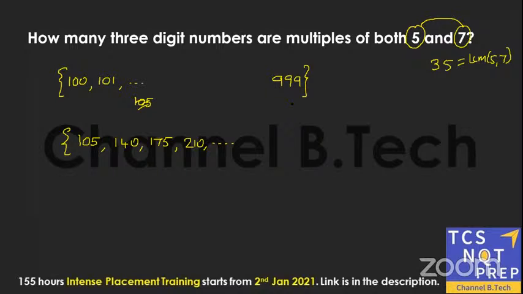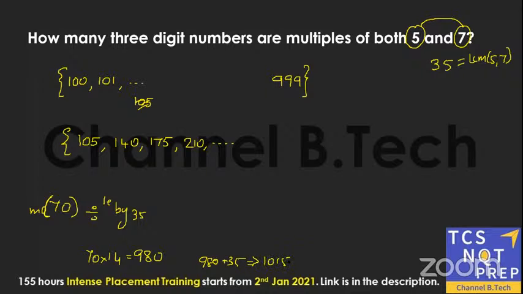Now, what will be the last 3-digit number that is divisible by 35? All multiples of 70 are divisible by 35, right? 70 into 14, we know it is 980. When you add another 35, 980 plus 35 will go to 1015, which is actually a 4-digit number. So 980 is the last 3-digit number that is divisible by 35.